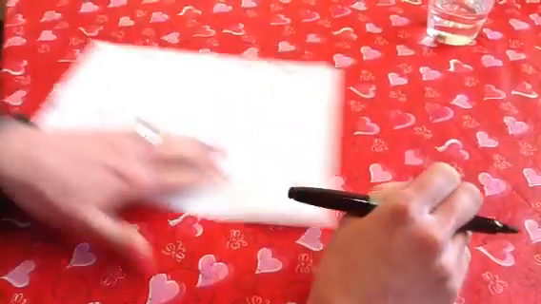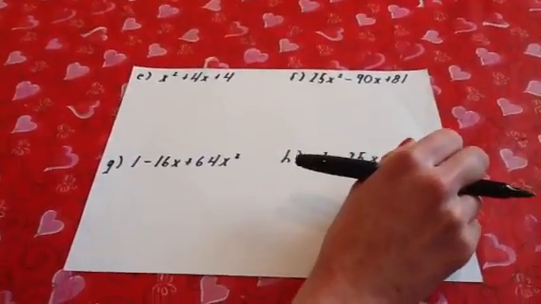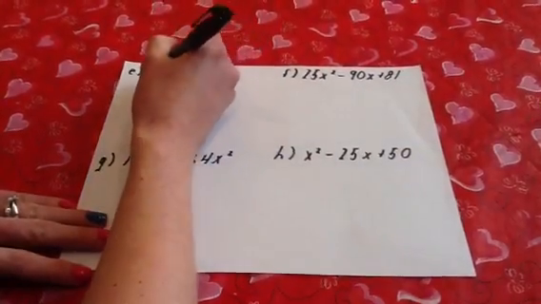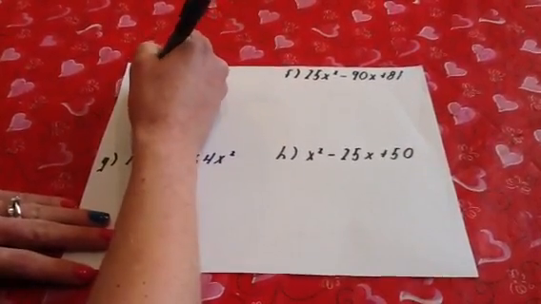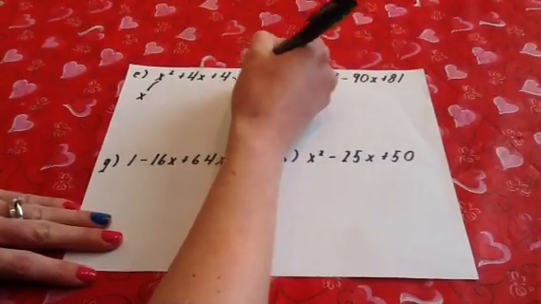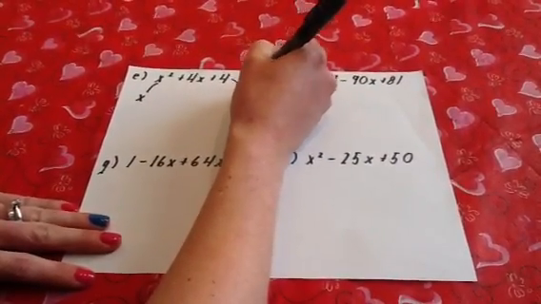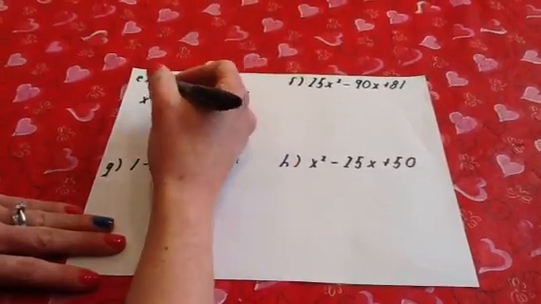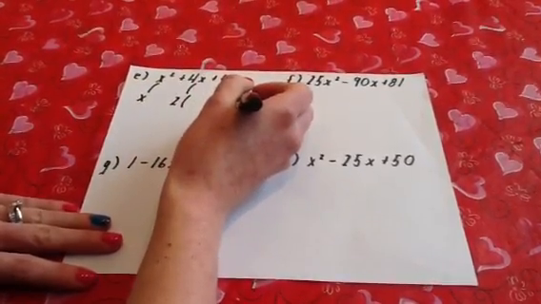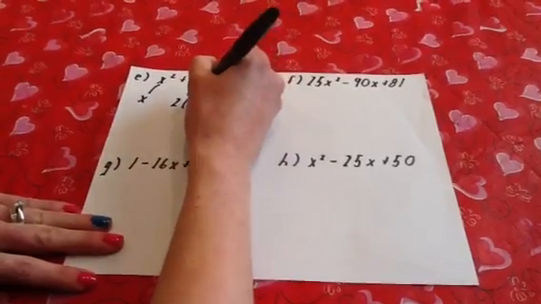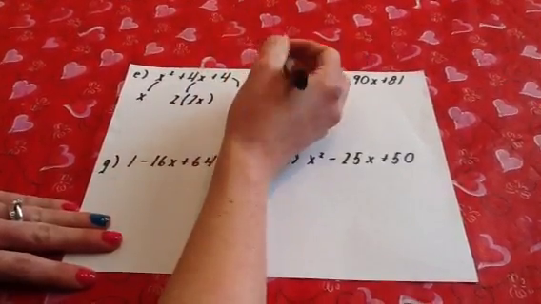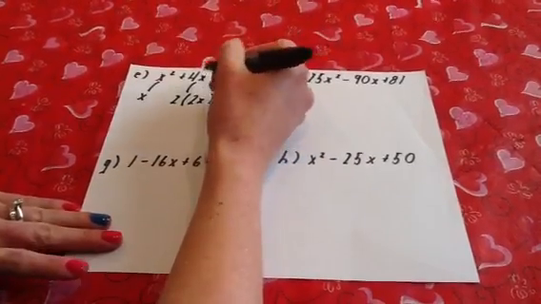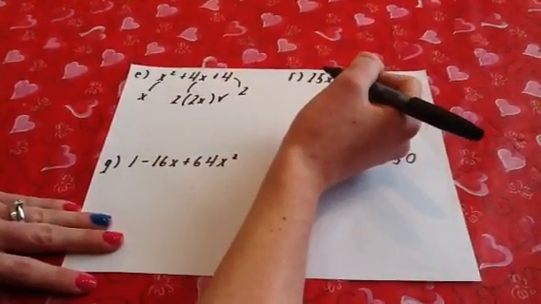Okay, so next up, these are trinomials. So the way you check to see if they're a perfect square trinomial is you take the square root of the first term. For this one, it would be x. The square root of the last term, so the square root of 4 is 2. And then the middle term has to be 2 times the first and last term multiplied. So x times 2 is 2x. So we check, is my middle term 2 times 2x? Well, yeah, because 2 times 2x is 4x. So yes, this is a perfect square trinomial.